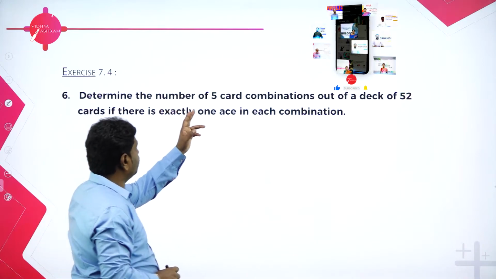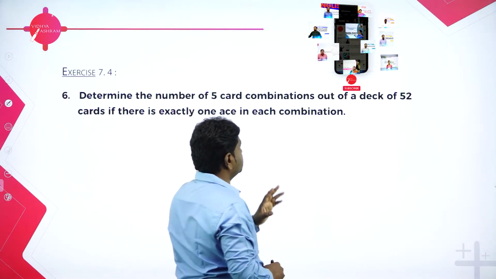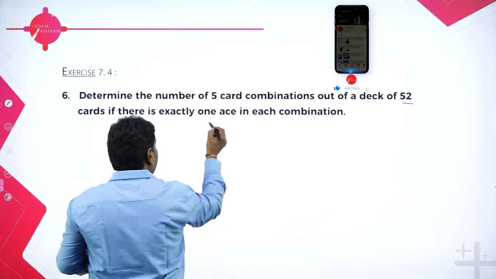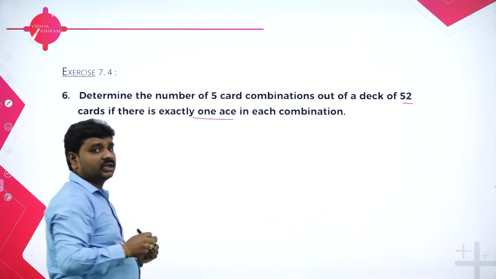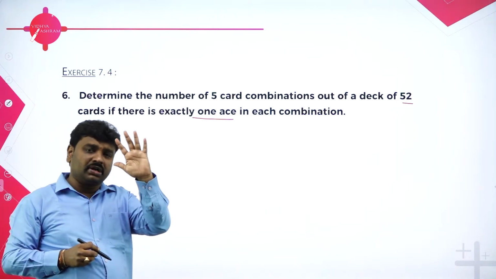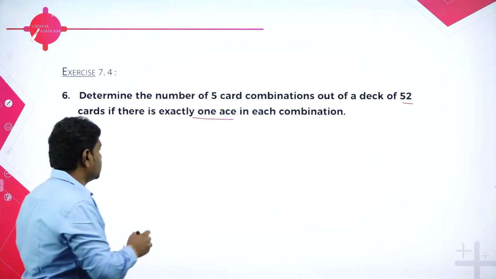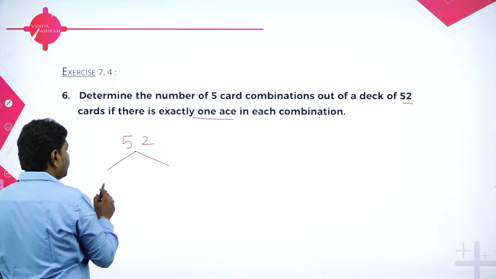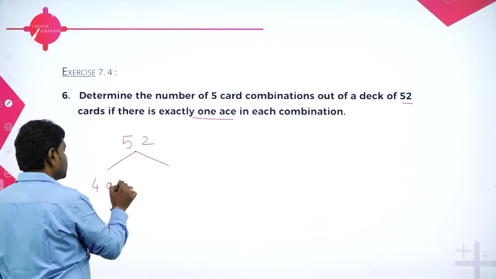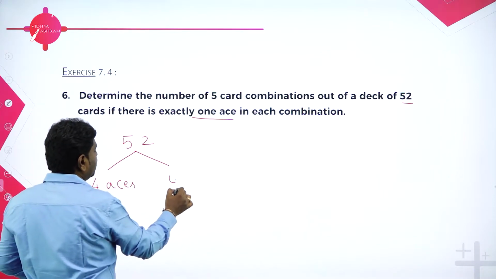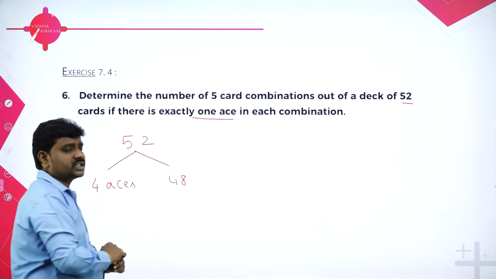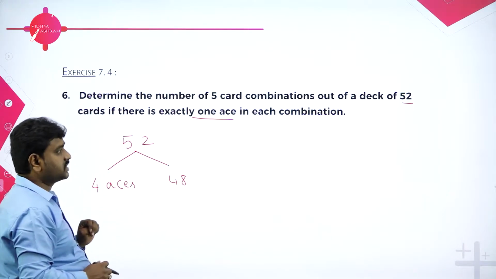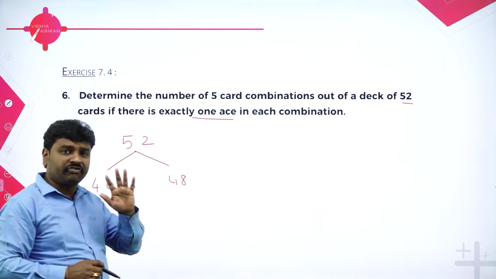Determine the number of 5 card combinations out of a deck of 52 cards if there is exactly one ace in each combination. They want you to select 5 cards, but one among them should be an ace. See, first in 52 cards, we'll have exactly 4 aces and 48 cards which are not aces. So 48 cards are not aces, 4 are aces. So they want you to select 5 cards.